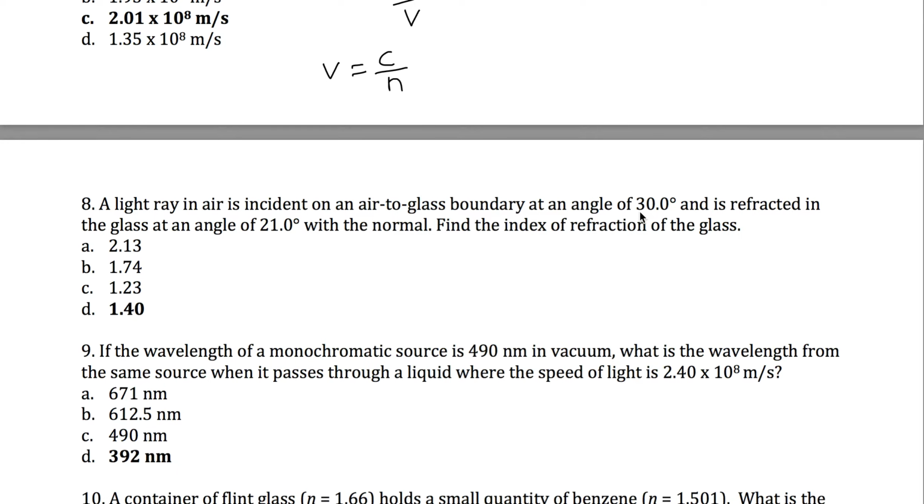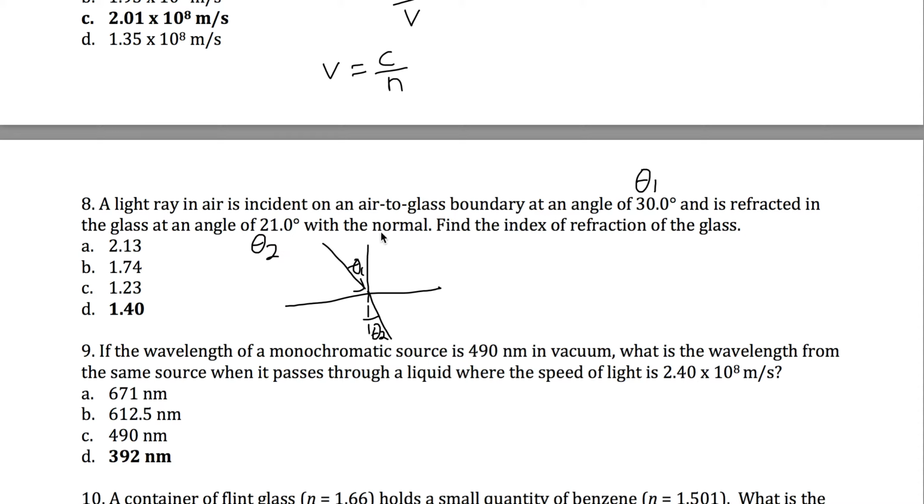Number 8, a light ray is incident on an air to glass boundary and is refracted. Find the index of refraction. This is a Snell's law problem. Again, we try to picture it. Sorry, my lines aren't very straight. We have an angle of incidence, call it angle 1, theta 1, and that's the 30 degrees. Then we're going to extend our normal and draw the angle of refraction, angle 2, and that's the 21 that we're given.